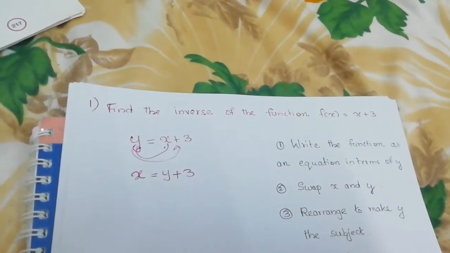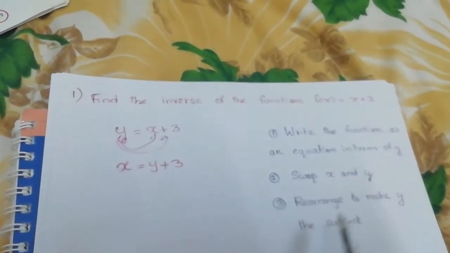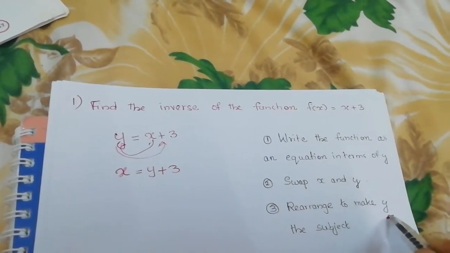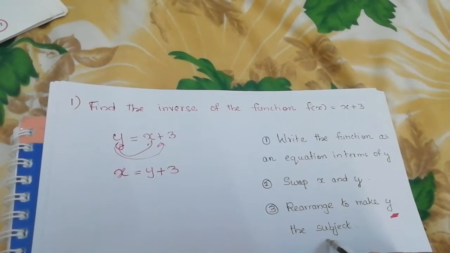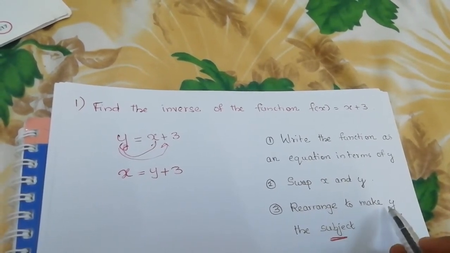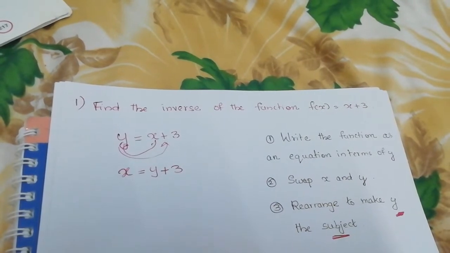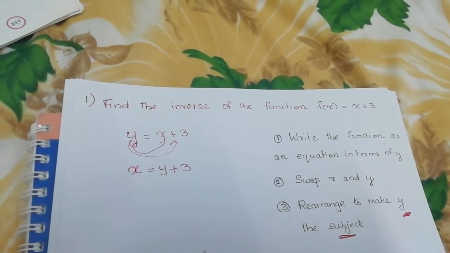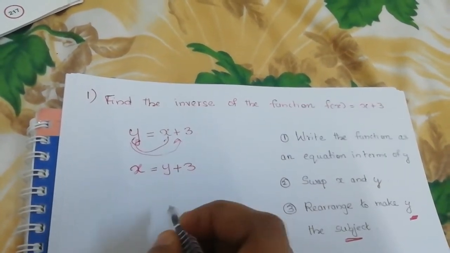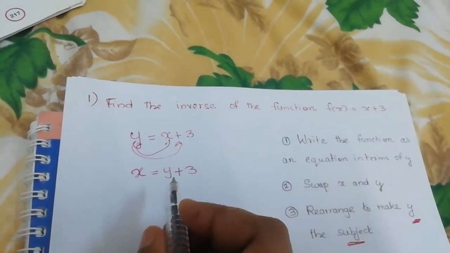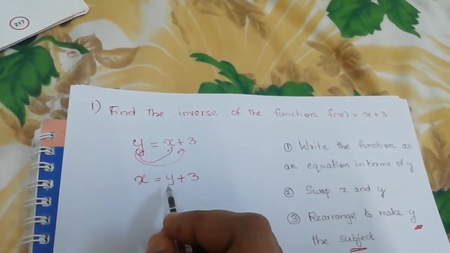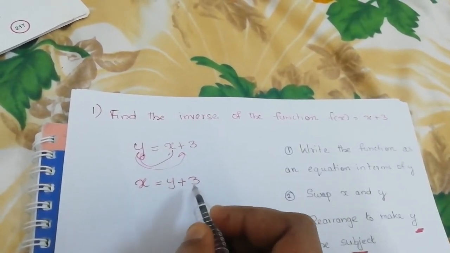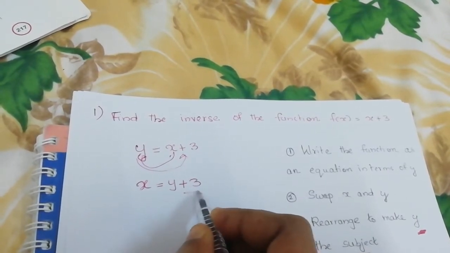And what is the third step? Rearrange to make y the subject. We have learned before how to rearrange the equation into the subject which is given here, y. Y as a subject means you have to get y equals something, which means I should get y alone. So if I want to get y alone, what should I do? I have to move all other terms with y.